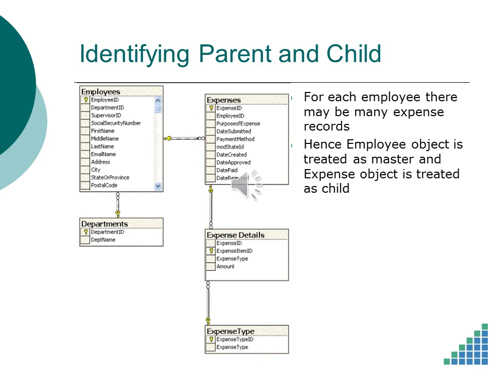For each employee, there may be many expense records. Hence, employee object is treated as a master and expense object is treated as a child. So you can see the schema and how they are connected here.